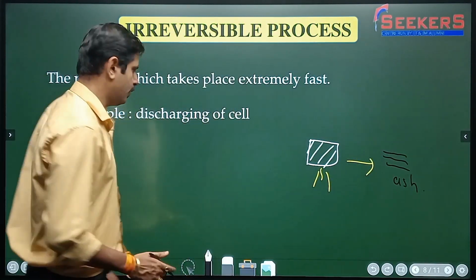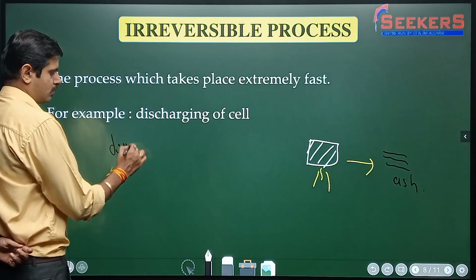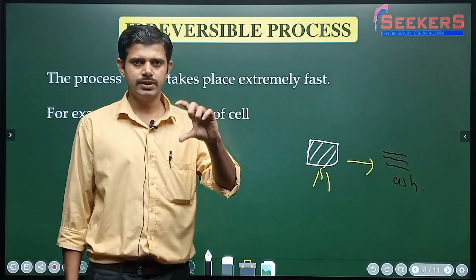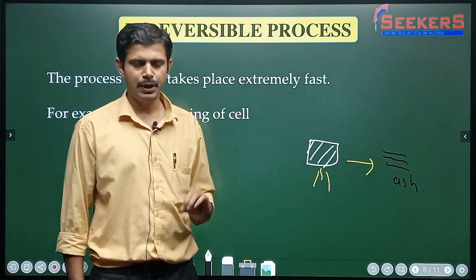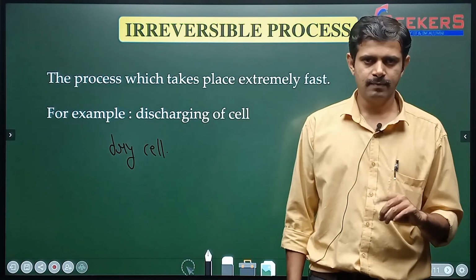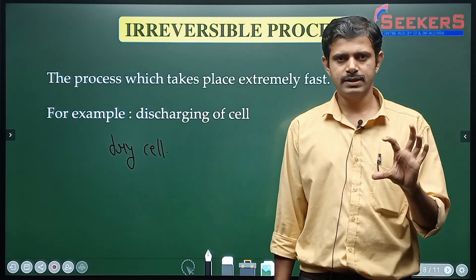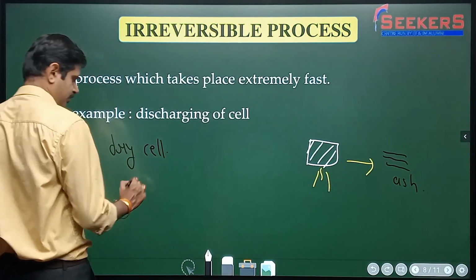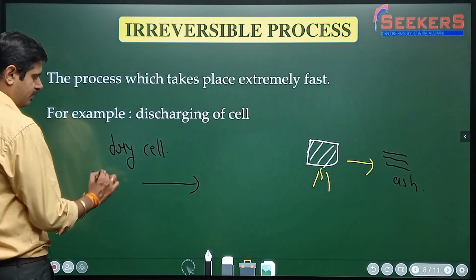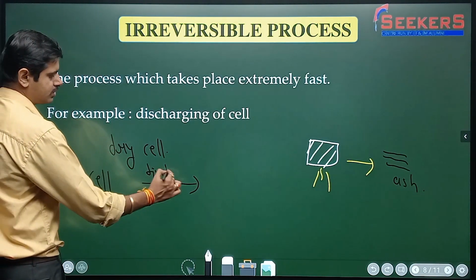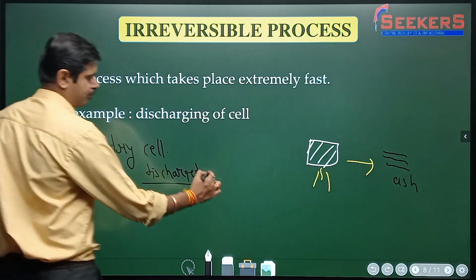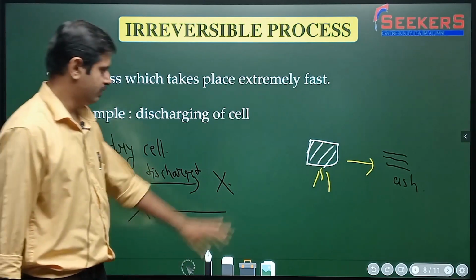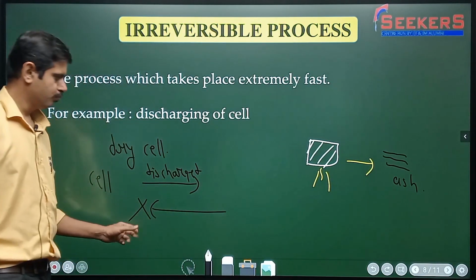For example, you take a simple dry cell. A dry cell, once it is used in a watch and discharged, cannot be recharged back, unless it is a special rechargeable cell. A simple dry cell, laboratory cell, or any simple cell will never be recharged back. Once it is discharged, it is an irreversible process. This is a cell, here it is being discharged. The backside is not possible in this case.